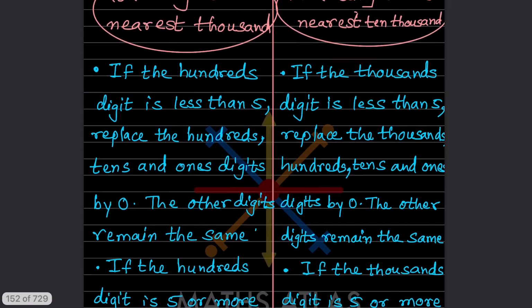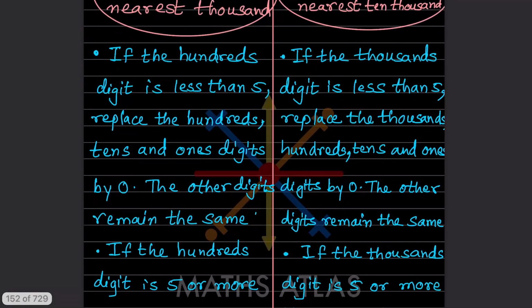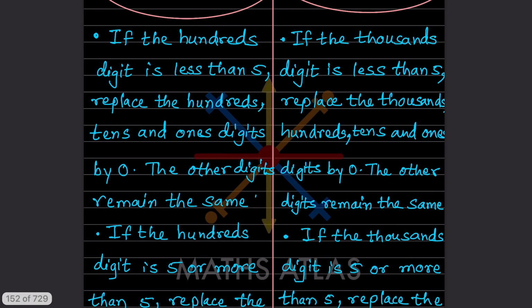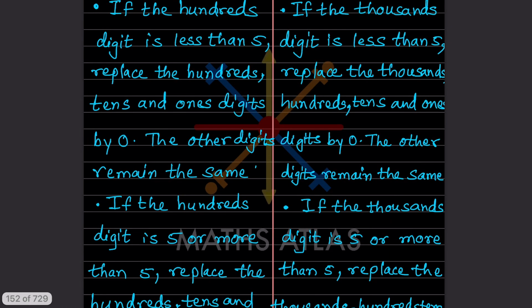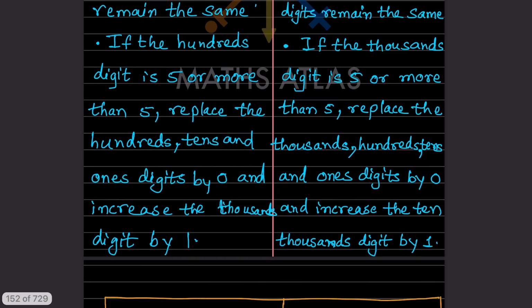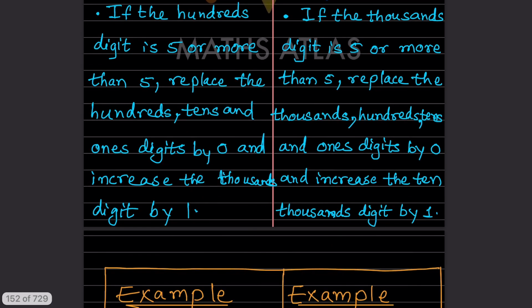So now it is again to the nearest 10,000. This you can read later on, you can just scroll and read it. Same thing: if the thousands digit is less than 5, replace the thousands, hundreds, tens, and ones digit by 0. Other digits remain the same. Then if the thousands digit is 5 or more than 5, replace the thousands, hundreds, tens, and ones digit by 0 and increase the ten-thousands digit by 1.